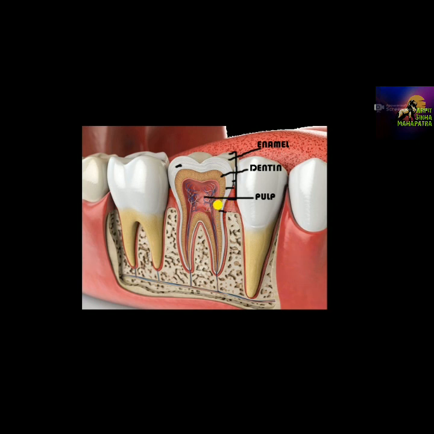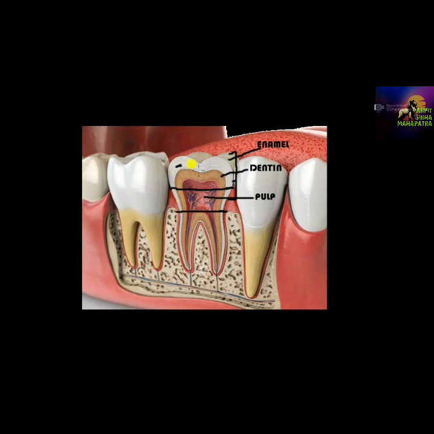And the part that goes under the gum, the lower part, is called the root. So this is the root, this is the neck, and this is the crown. Crown, neck, root: three parts. So this is the outer structure, and that is the internal structure.